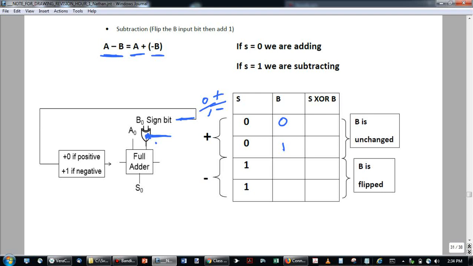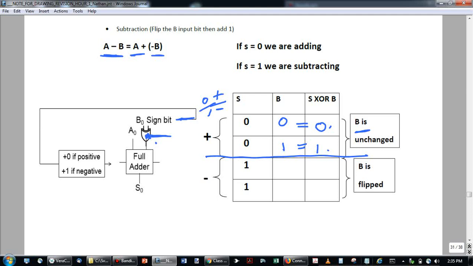So 0 XOR 0 is 0. 0 XOR 1 is 1. Okay, looking at this, does B equal the XOR? Yes. Does B equal the XOR? So has B changed? No, it's gone through an XOR gate, but the output is the same as what B was. So is there any change? No. That's what we expect. We're doing addition. B must be unchanged.